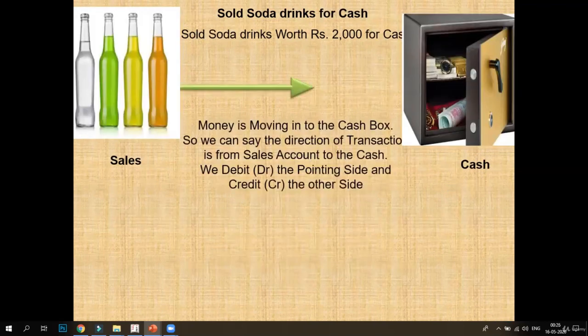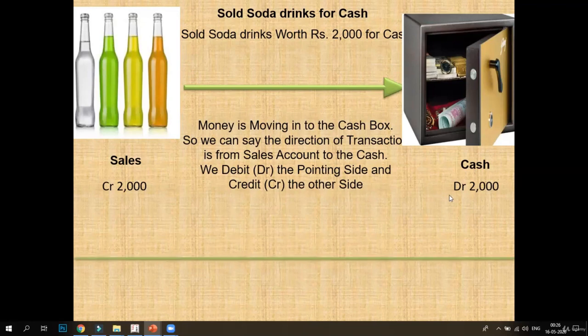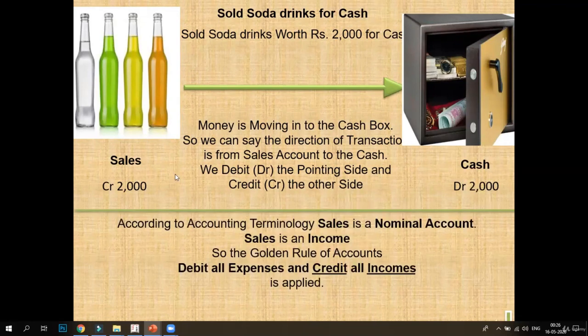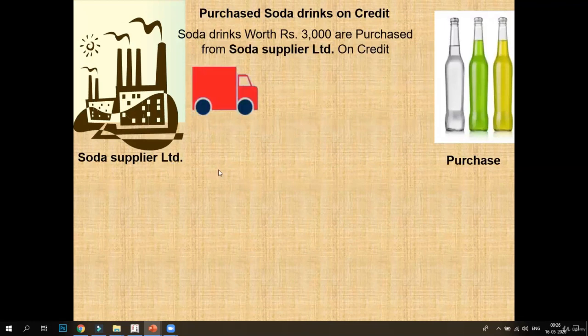Likewise, the third transaction is the company sold soda drinks worth rupees 2000 for cash. So here the cash will be debited and the sales will be credited. Sales is a nominal account, and cash is our real account. Correct. Real account will be debited and the sales account, nominal account, will be credited.